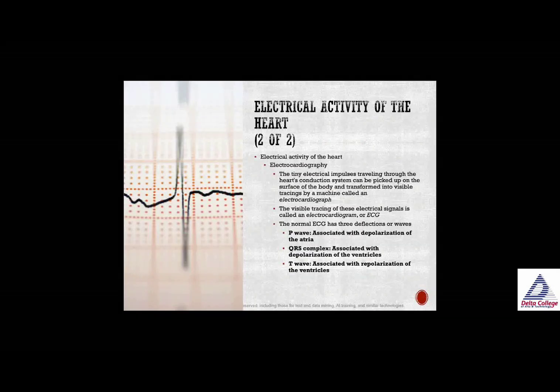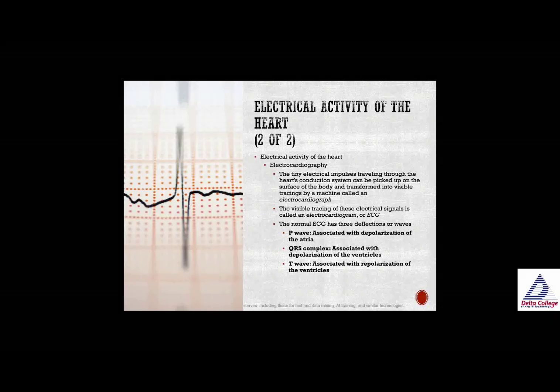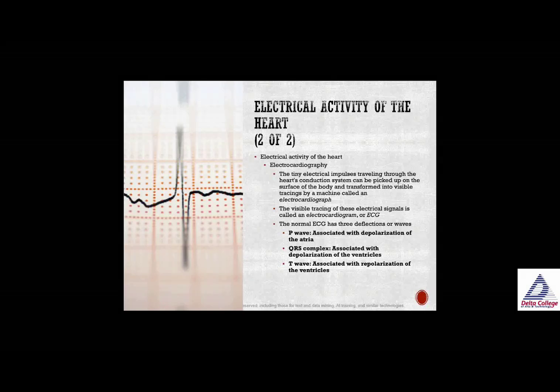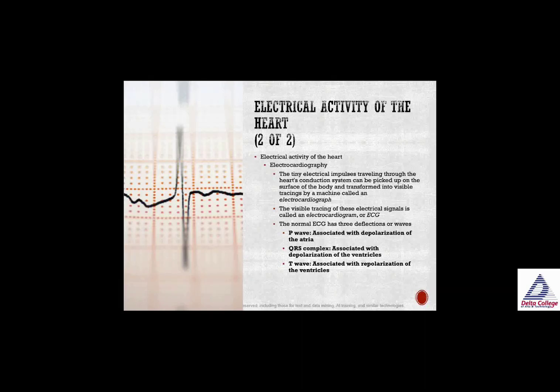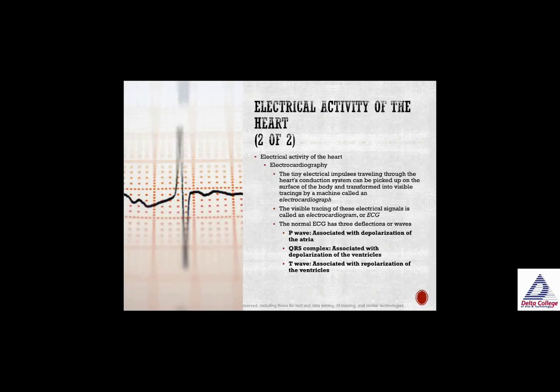So that gives us a good lead-in to electrocardiography, ECG, also known as EKG. The tiny electrical impulses traveling through the heart's conduction system can be picked up on the surface of the body and transformed into visible tracings by a machine called an electrocardiograph. The visible tracing of these electrical signals is called the electrocardiogram, or the ECG, also known as the EKG.